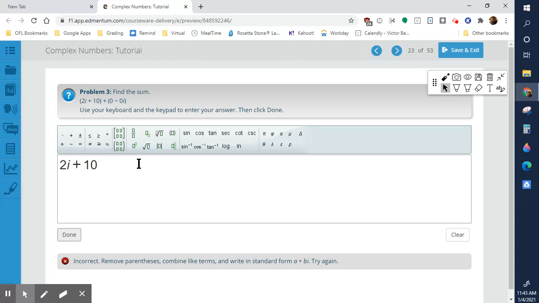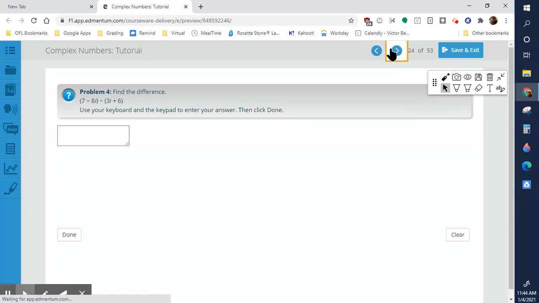Incorrect. What's going on here? Ah, they wanted it in standard form. I see, they tricked me. They were having me so focused on the fact that it doesn't change it that I didn't realize it was not written in standard form. There we go. So you always want your real number in the front. That one was a trick question.